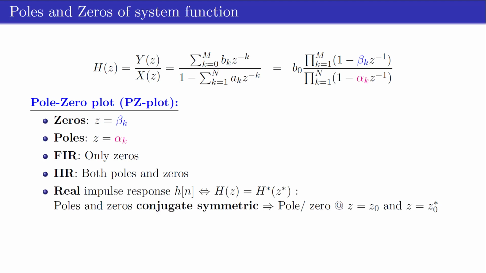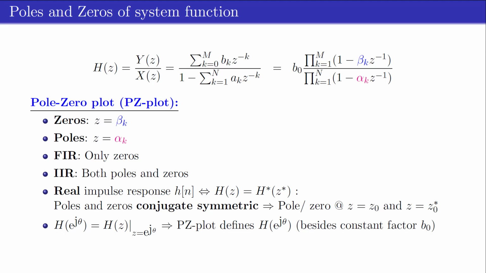If the impulse response h[n] is real valued, the system function H(z) is a conjugate symmetric function of z. Thus, H(z) is H star of z star, and the complex poles and zeros occur in conjugate symmetric pairs. Thus, if there is a complex pole or zero at z is z0, there is also a pole or zero at z is z0 star.